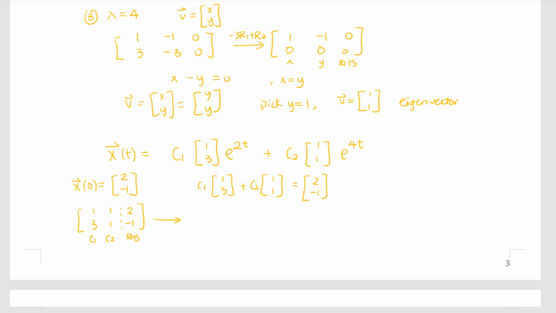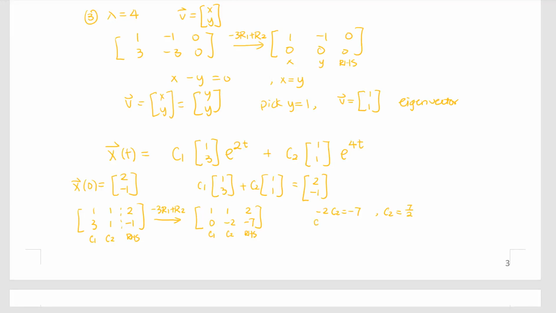So we can use negative 3 R1 added to R2. Then we have 1, 1, 2. 3 minus 3, 0. 1 minus 3, negative 2. Negative 1 minus 3 times 2, negative 1 minus 6, which is negative 7. So far, so good, everybody. So we get, this is c1, this is c2, this is the right-hand side. And then negative 2 c2 is minus 7. c2 is 7 over 2.